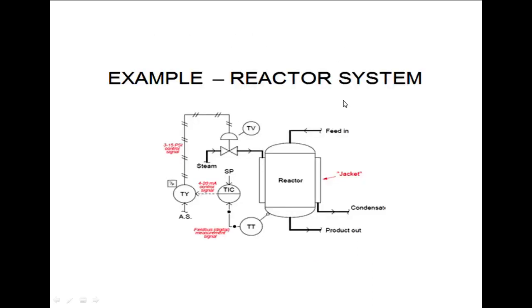Okay. If you go back to the example, where is the data acquisition system? The data acquisition consists of this TT. TT is a temperature transmitter. So this will be the sensor that measures the temperature of this reactor. From the temperature transmitter, the data will be sent to the temperature controller.